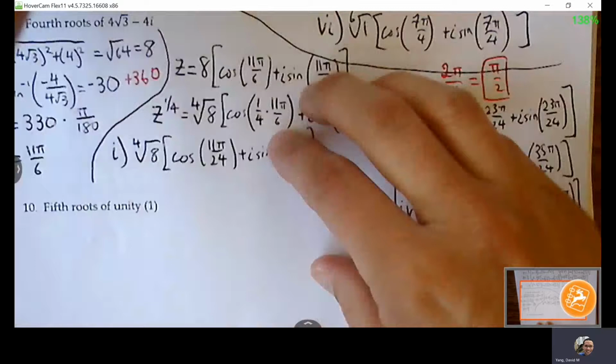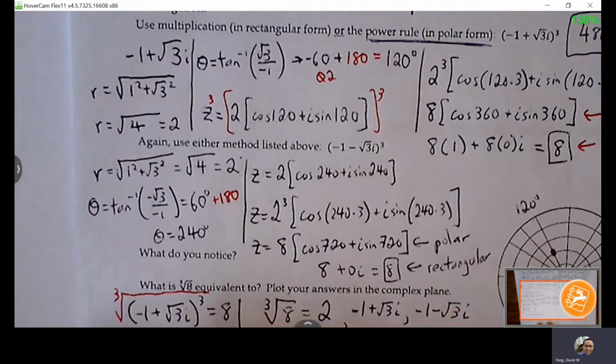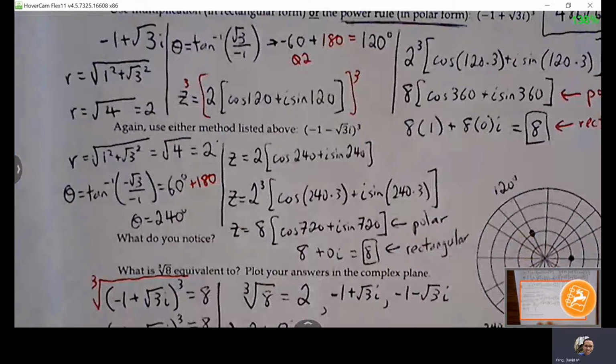Okay, let me just check a few pages here. 24, 25, and 27. Okay, 24, 25, and 27.